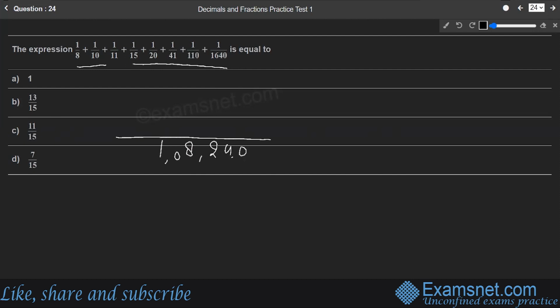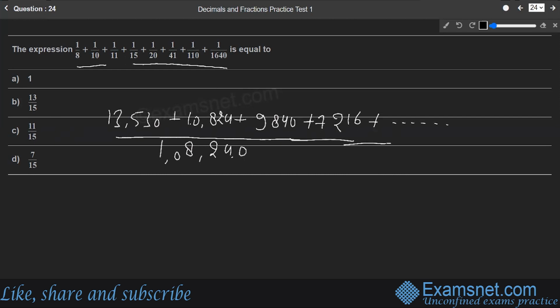If we operate with this LCM, we're going to reach 13,530 plus 10,824 plus the third number gets divisible as 9,840 plus the fourth number gets divisible as 7,216, plus further numbers can be similarly operated. That is simple division because only 1 is involved in the numerator part. So we don't need to multiply. We just need to divide and write the quotient values here. So this is quotient number 1 with 8.